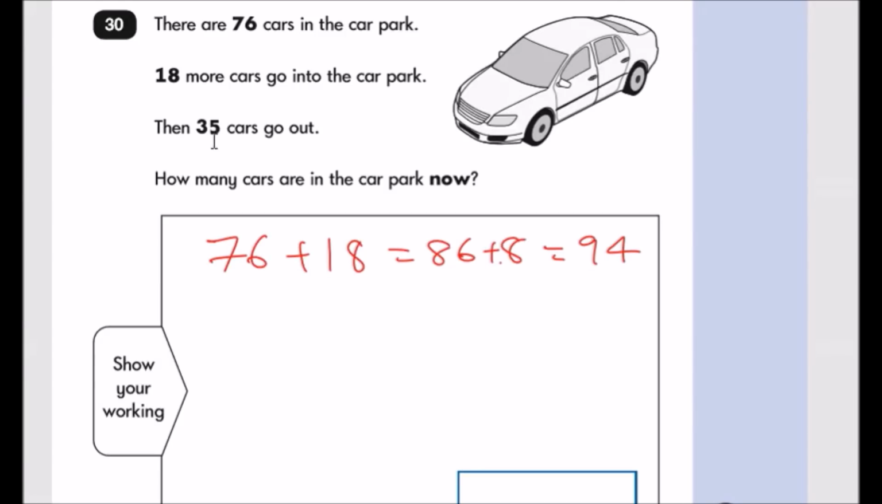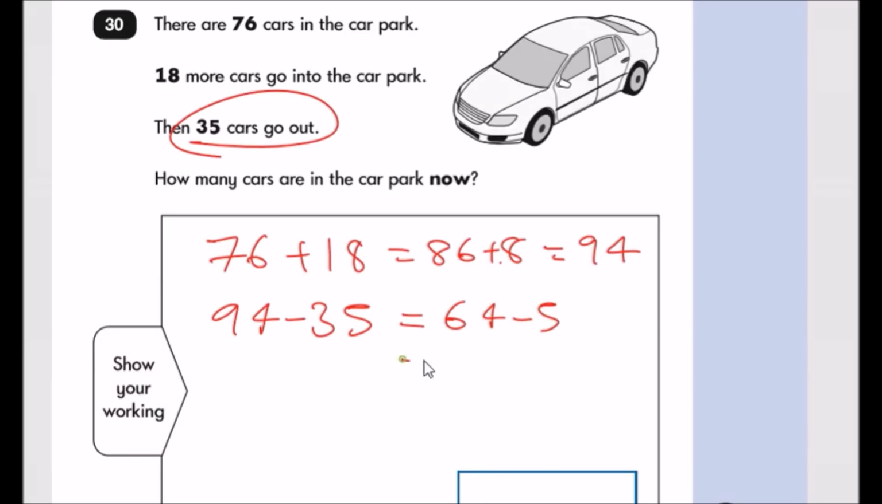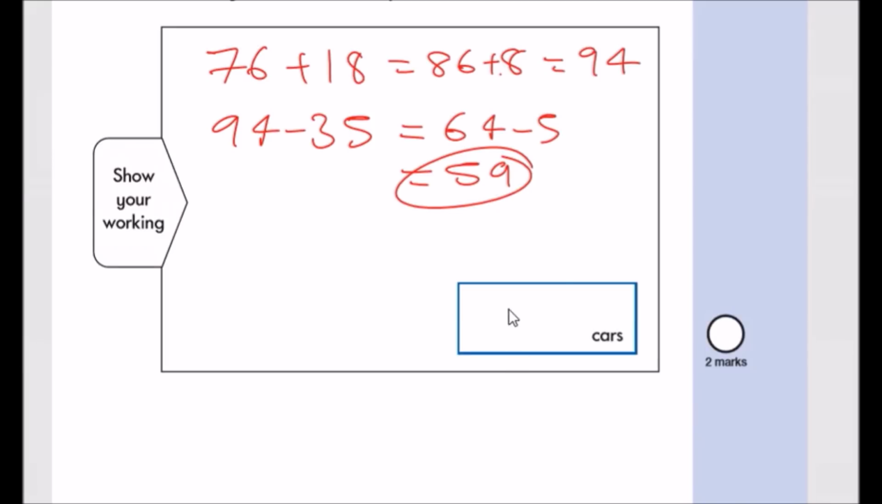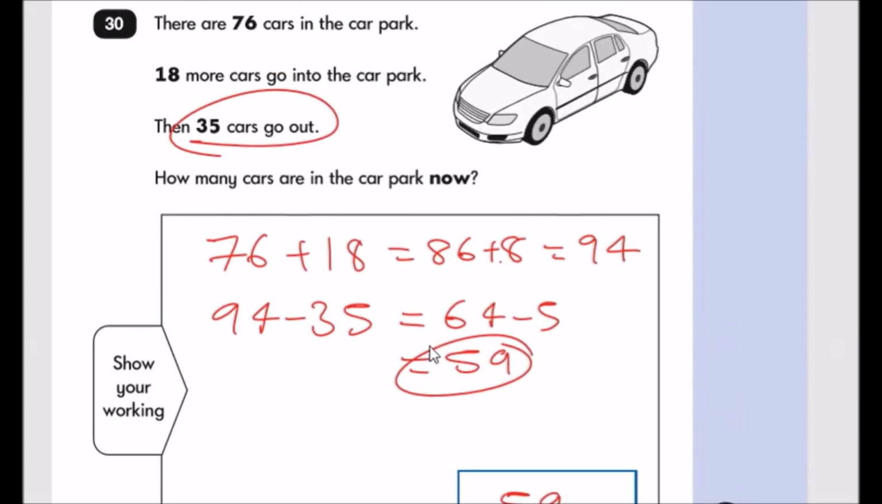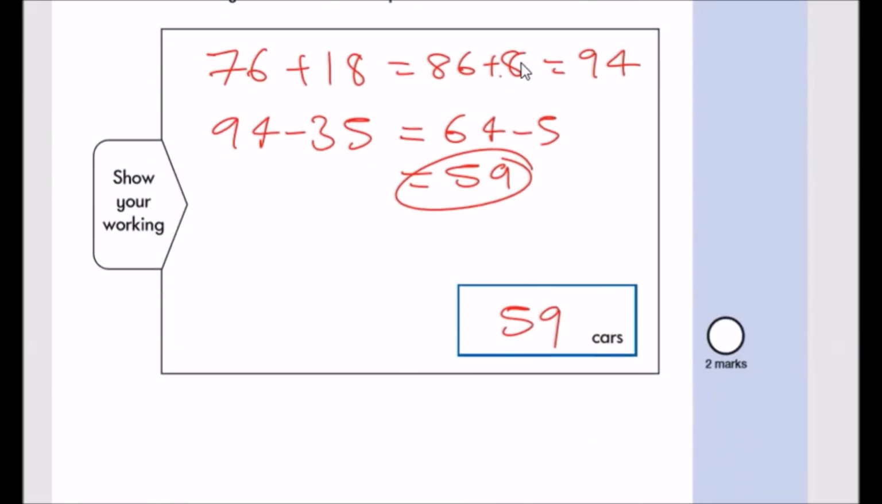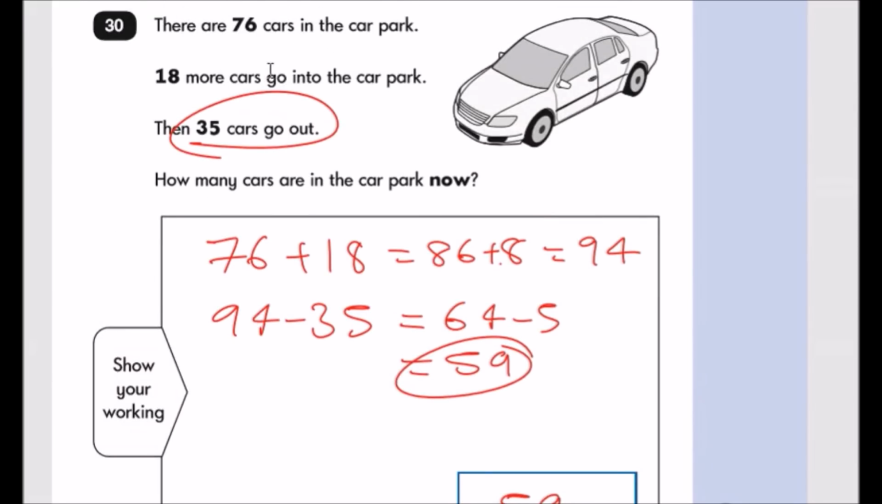Now, then 35 cars go out, so they leave the car park. So it's going to be 94 minus 35. So take 3 tens away. From 94, you're left with 64, and then take away 5 more. So you're going to have 63, 60, 59. So now we have exactly 59 cars left. Sometimes this can be a bit tricky. So just take your time by really thinking what's actually happening. So you've got a car park and you've got more cars in and some cars out.